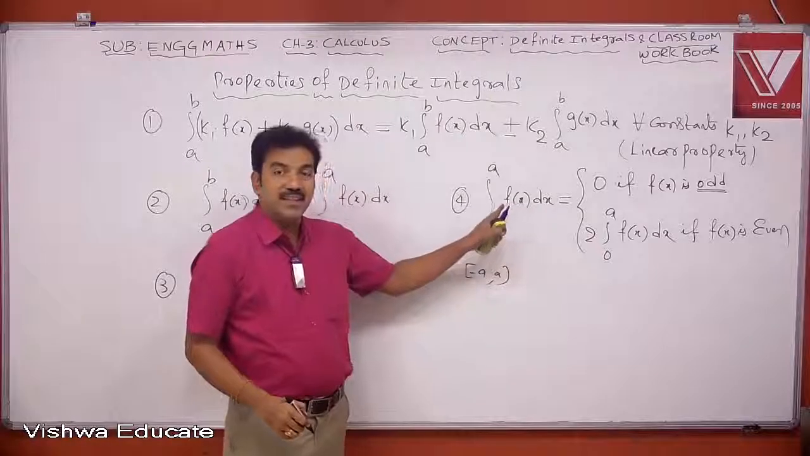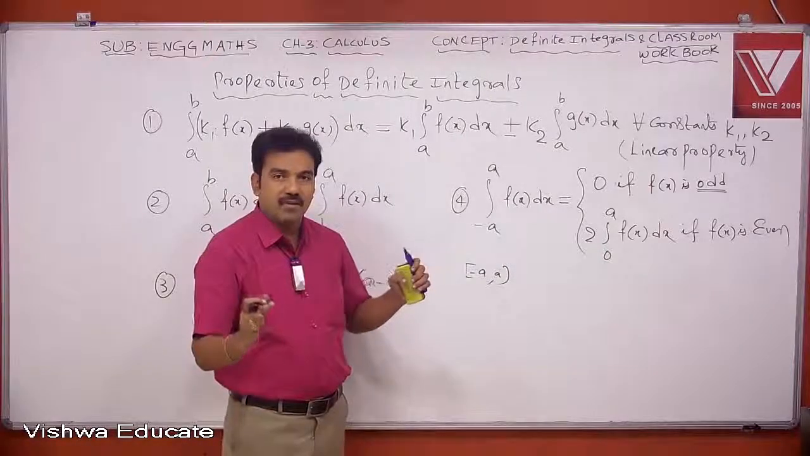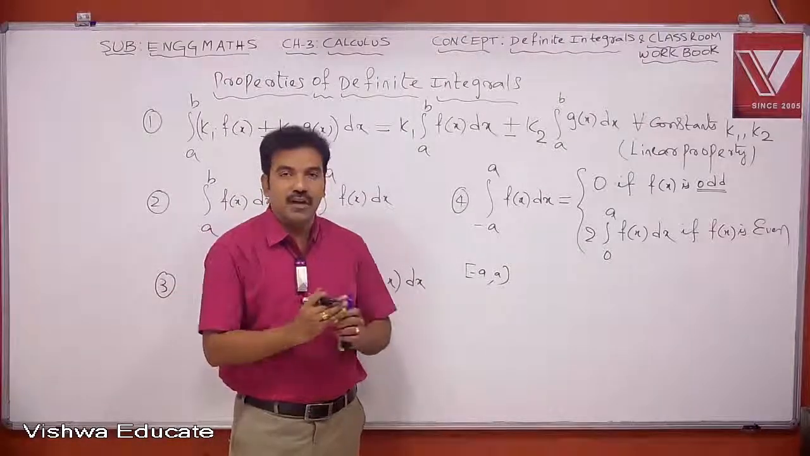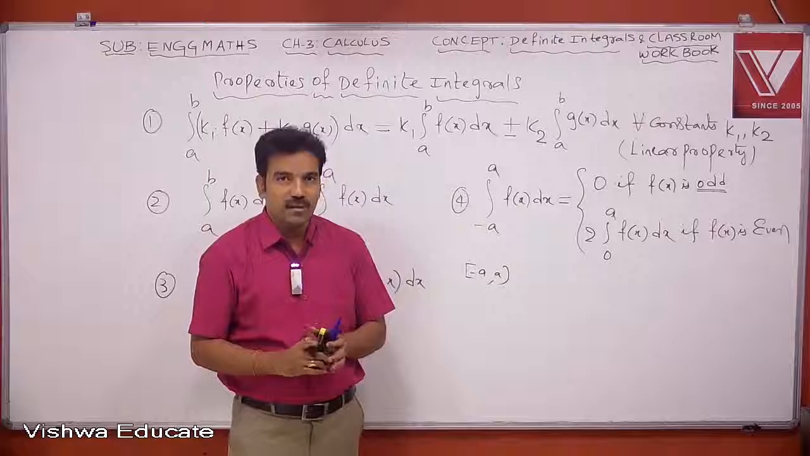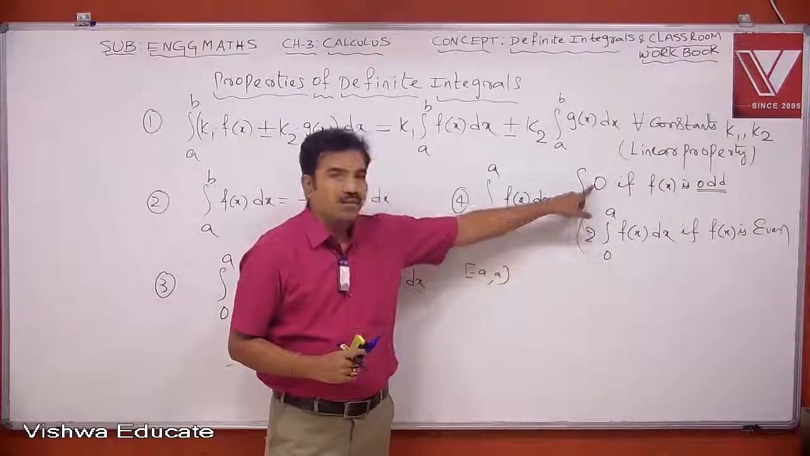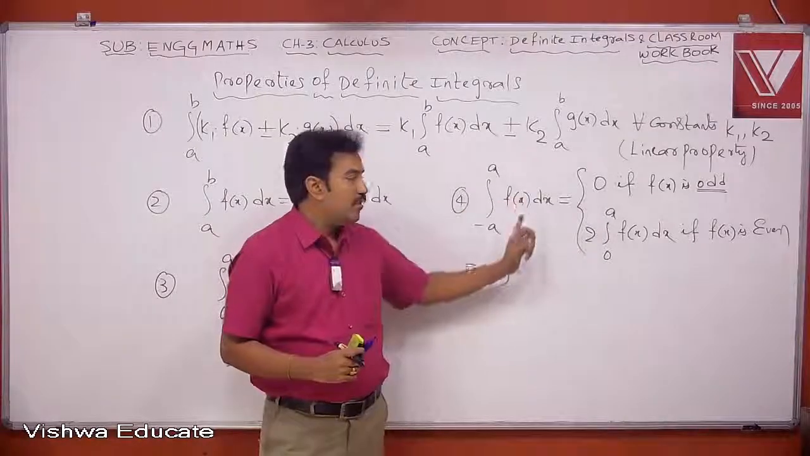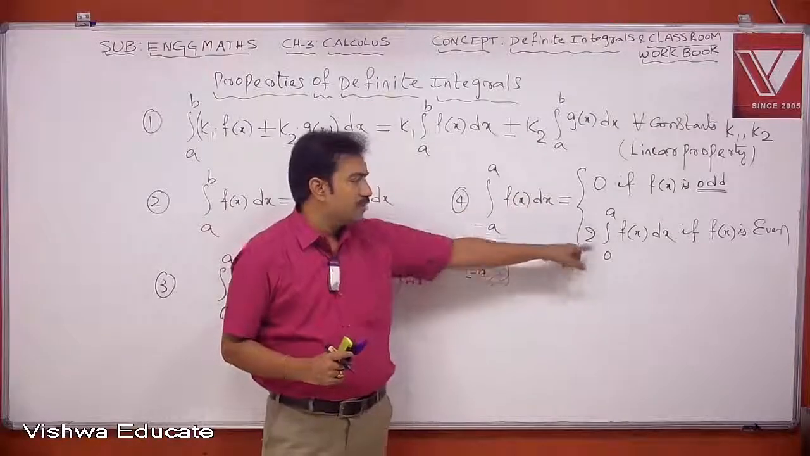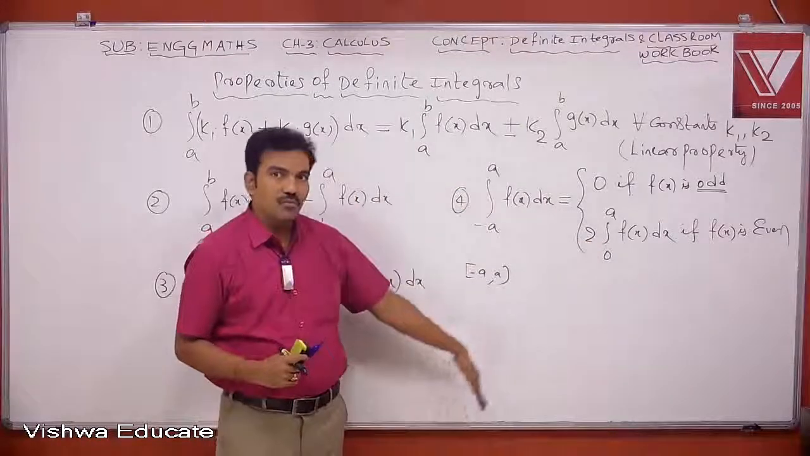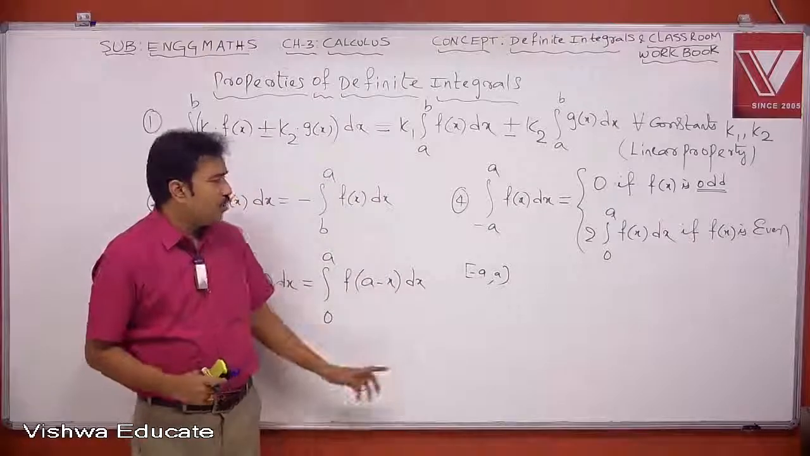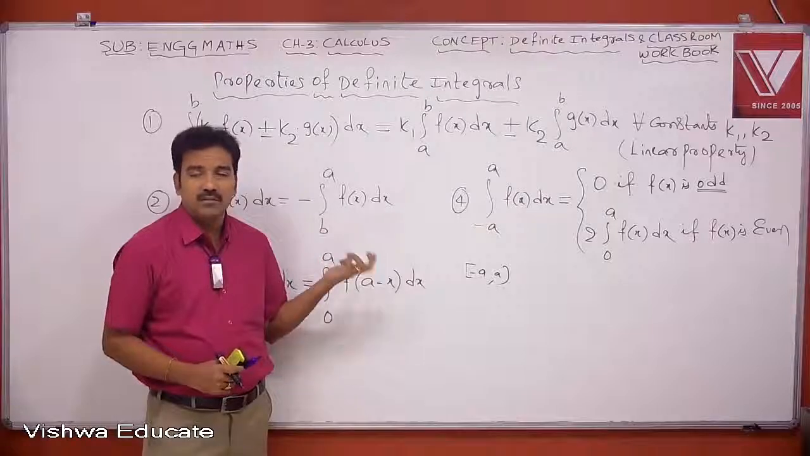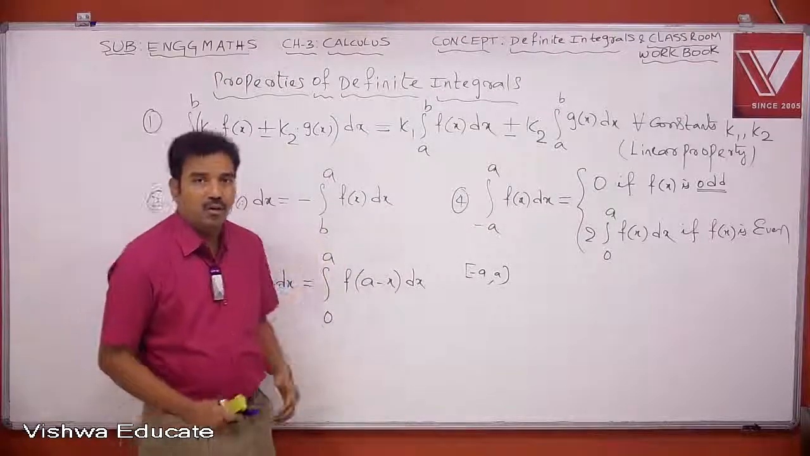If f of x is neither even nor odd, then split the integral by using linear property and apply the integral separately for the even function and for the odd function. But if it is luckily either even or odd, you can apply either this or this. If it is odd, the value is 0. If it is even, the integral becomes 2 times integral 0 to a f of x dx. All these properties are very useful. Mostly we use properties 3 and 4 very commonly to solve many questions. Note down all these points.